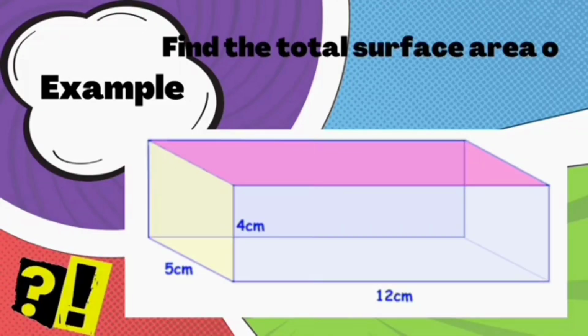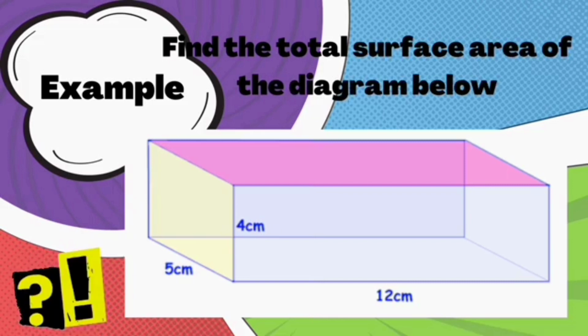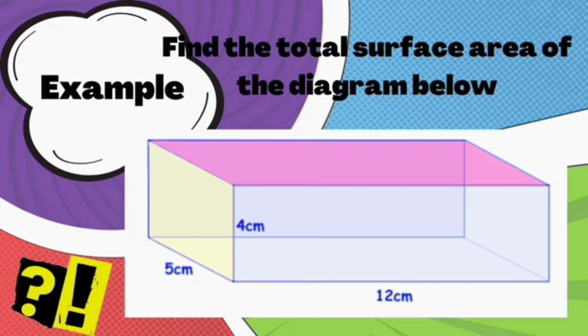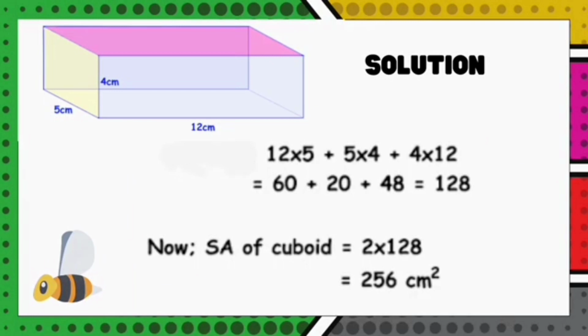Find the total surface area of the cuboid shown below, having a length of 12 cm, a width of 5 cm, and a height of 4 cm. From calculation, the length times the width plus the width times the height plus the height times the length gives us 60 plus 20 plus 48 centimeters squared, which is equal to 128 centimeters squared. The total surface area of the cuboid is 2 times 128 centimeters squared, which is 256 centimeters squared.